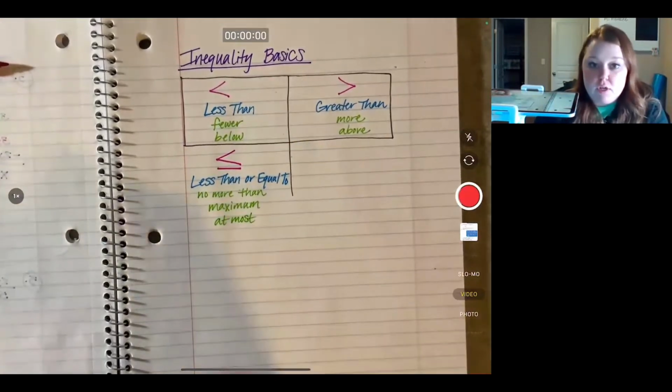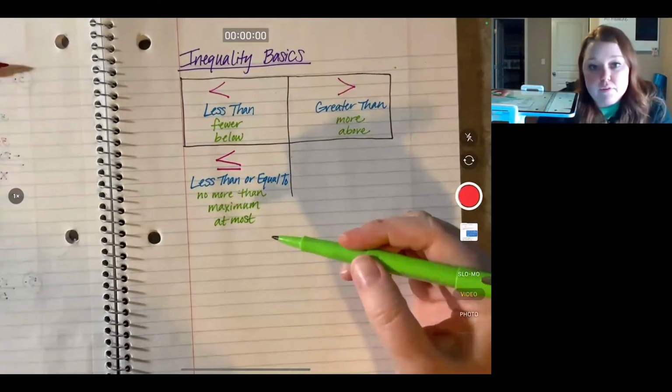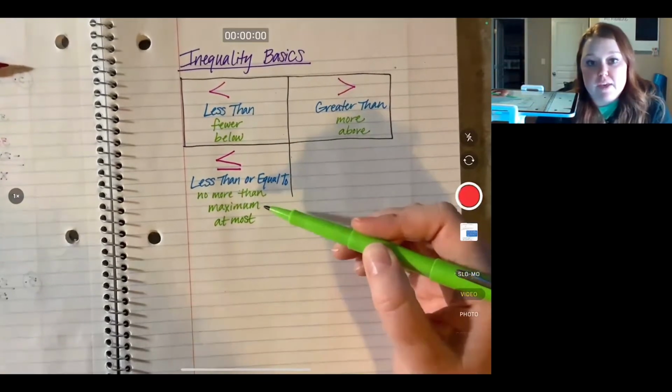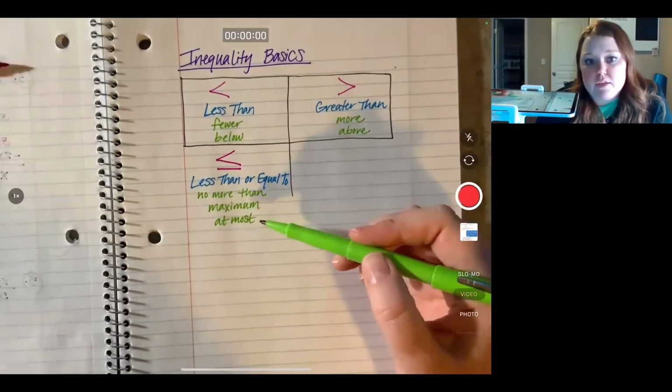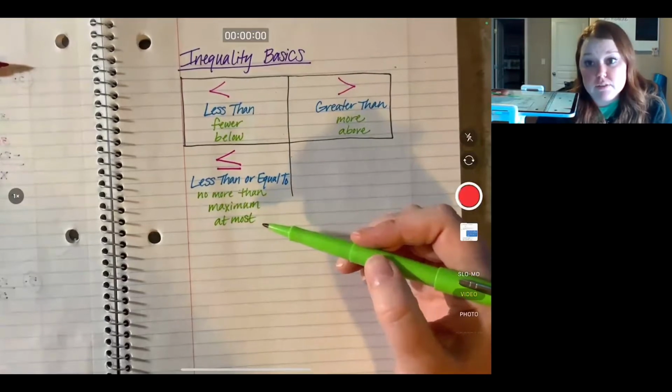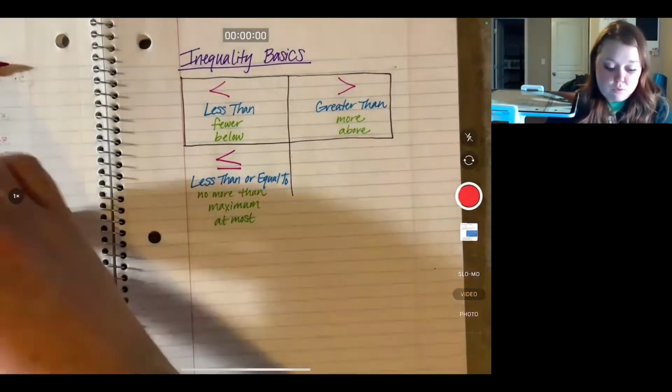Okay, so there are no more than 30 kids in my class. Same thing as saying that there's a maximum of 30 students in my class. Same thing as saying I'm going to have 30 kids at most in my class. So all of those mean less than or equal to.